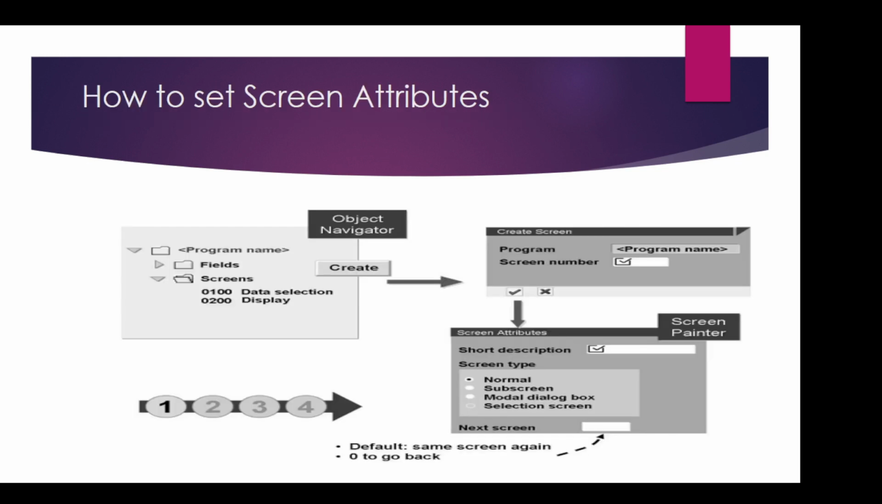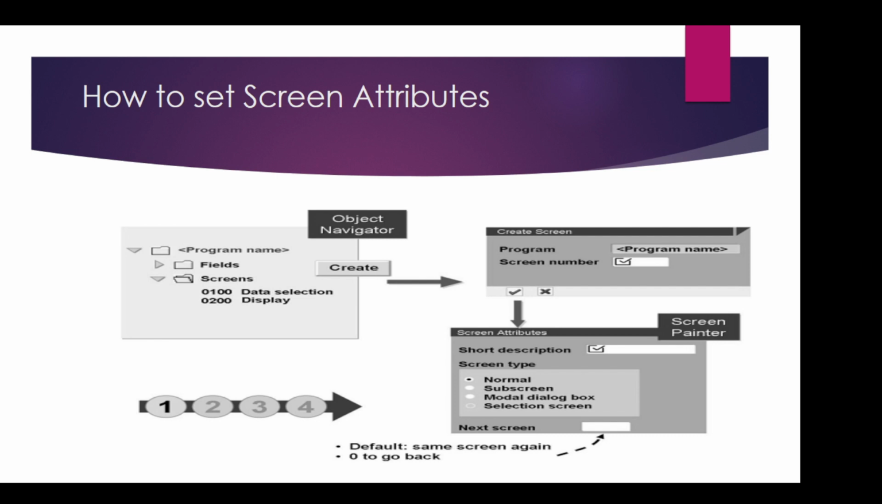So let's move on. First of all, how to set screen attributes. Let's go straight to the system and find what the screen attributes are and how we can set them. So here, in a single view, there are 4 steps where we can develop or create a screen, an SAP customized screen. So the first point is how we can create.